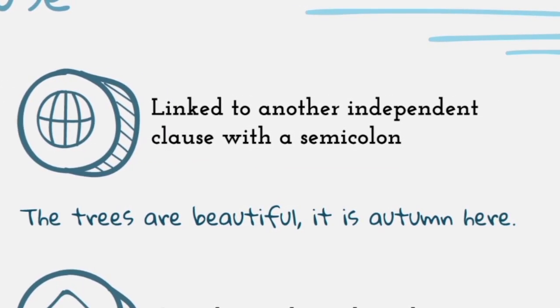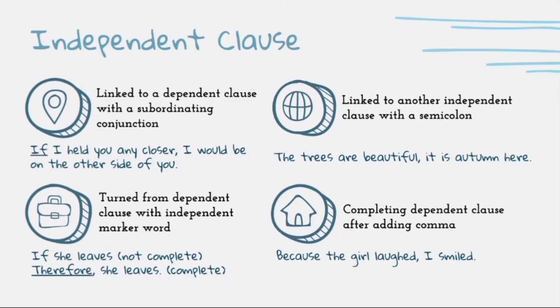Two: link to another independent clause with a semicolon. A semicolon can connect two independent clauses without using a coordinating conjunction. Example: the trees are beautiful; it is autumn here.